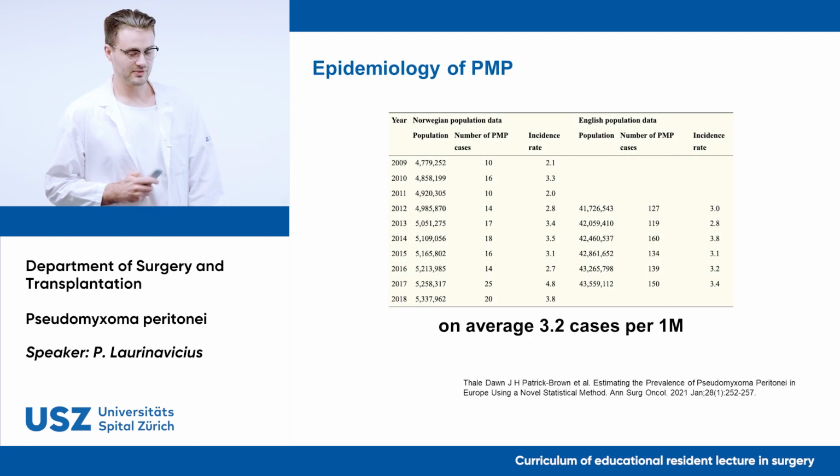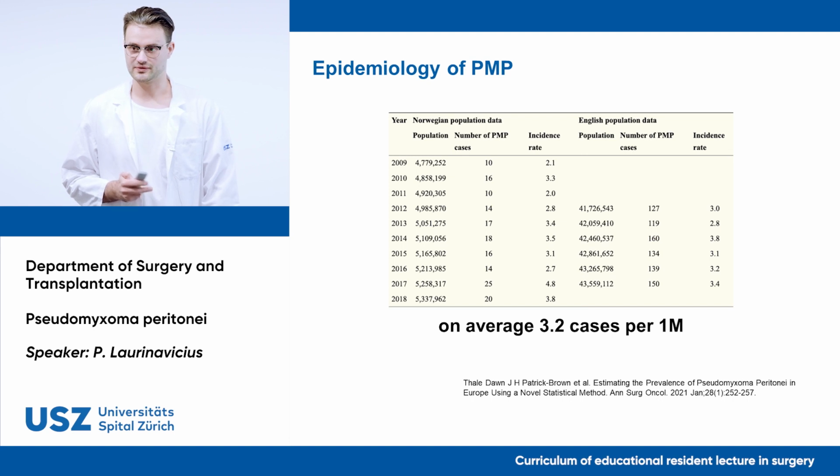Talking about the epidemiology of PMP itself, one of the newest efforts to evaluate it was undertaken in 2020 by the colleagues from Norway and the UK. They have analyzed the national registries of these two countries between 2009 and 2018 and came up with an average incidence of 3.2 cases per 1 million people per year.